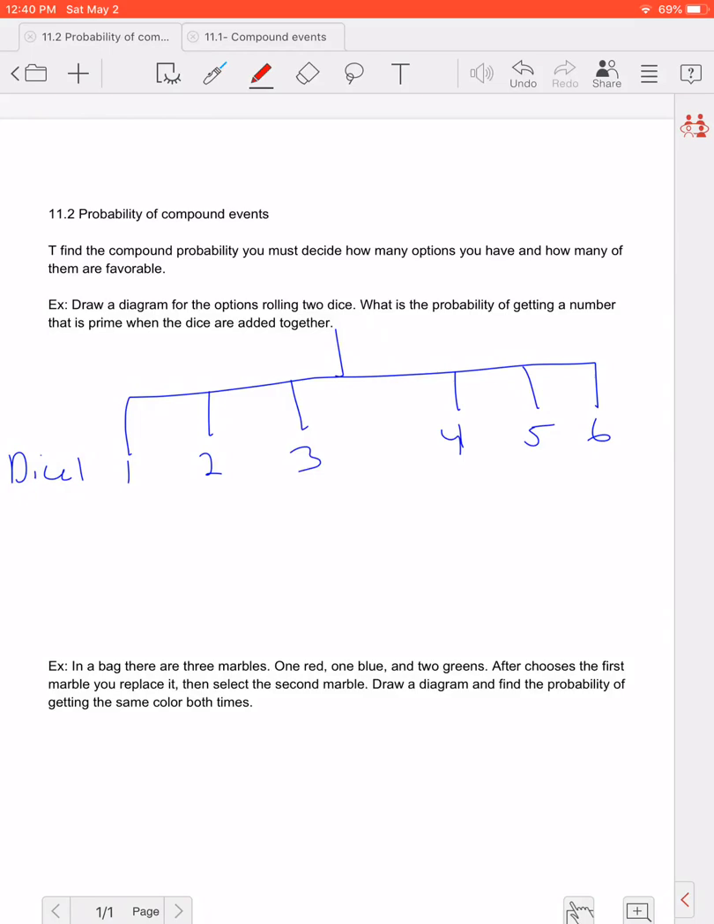So it says draw a diagram for the option of rolling 2 dice. What is the probability of getting a number that is prime when the dice are added together? So the first thing we're going to do is make a diagram. I've kind of modified my tree diagram just because it was not going well the other way.